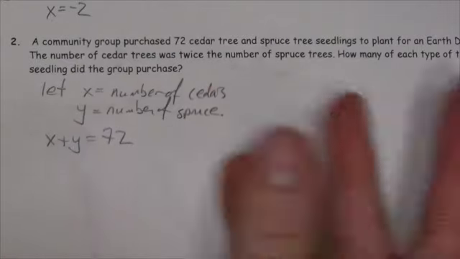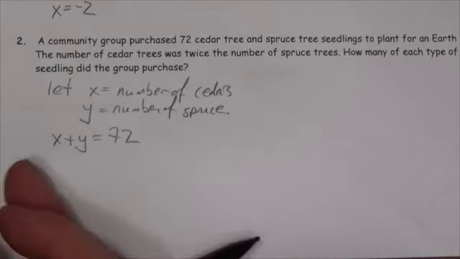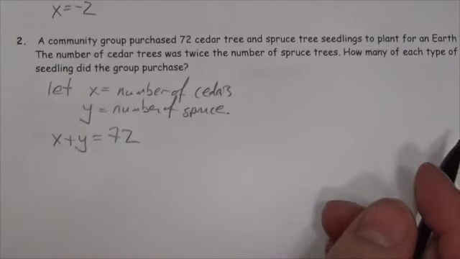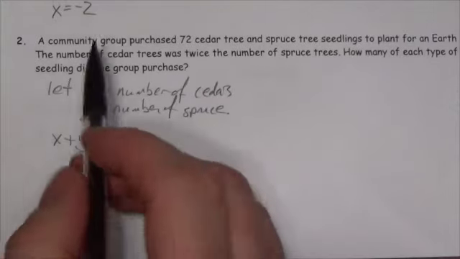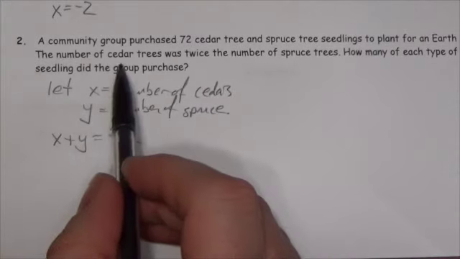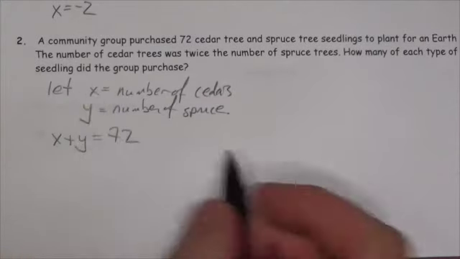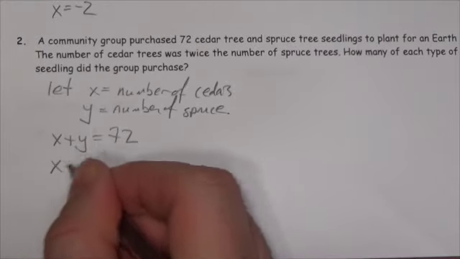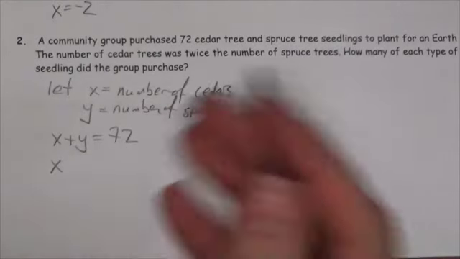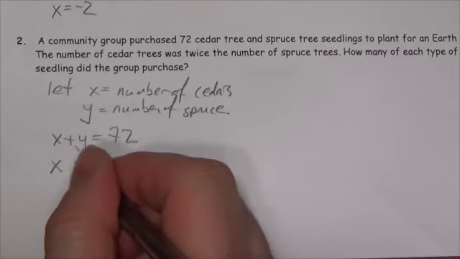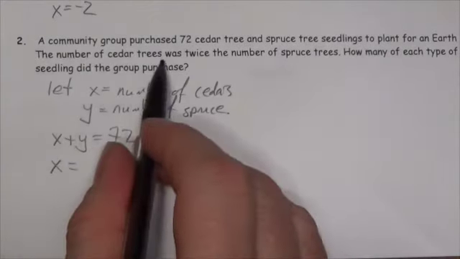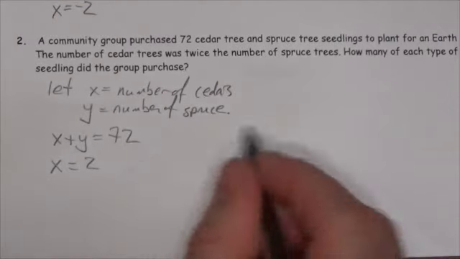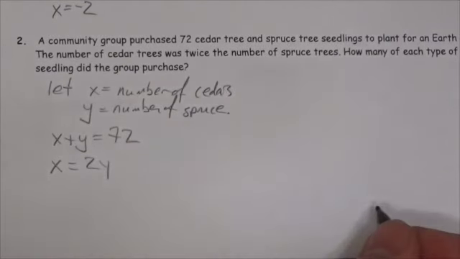So whatever my second equation ends up being, it's just going to be a simple matter of multiplying this first equation by whatever coefficient I need. Let's take a look at the next bit of information we're given here. The number of cedar trees, okay, that's x. So the number of cedar trees was, now was, is, okay, those are all words used to represent the equal sign. So the number of cedar trees was twice the number of spruce trees.